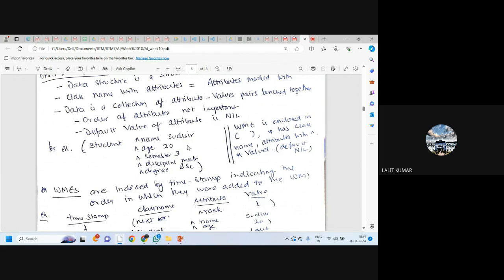And all the WMEs are indexed by the timestamp, indicating the order in which they were added to the working memory. So it will have 1, 2, 3, 4, 5, 6. So it signifies in which order they were added to the working memory.